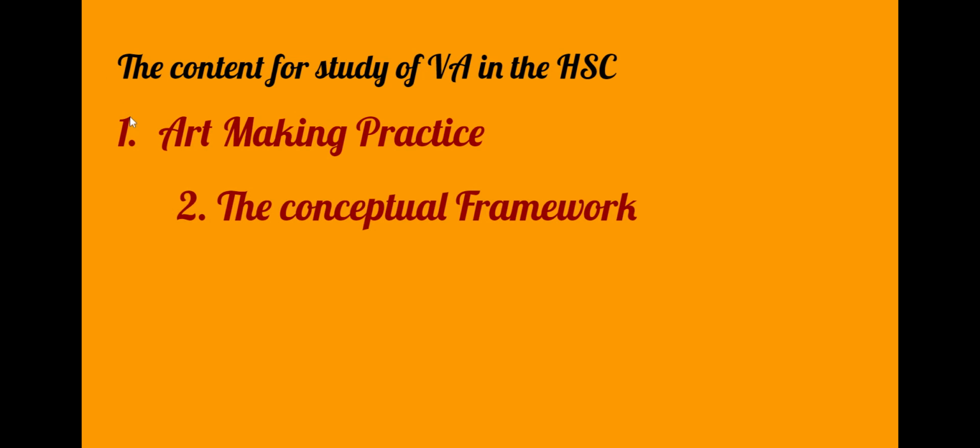So what is the content in the study of visual arts? What is it exactly? The HSC content for the study of visual arts comprises three areas. The first area is art making practice, which you have been involved with throughout the year. The next part is the agencies of the conceptual framework. And the third one is the frames, the four frames being the subjective, the structural, the cultural, and the postmodern.